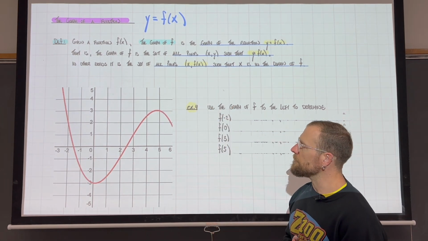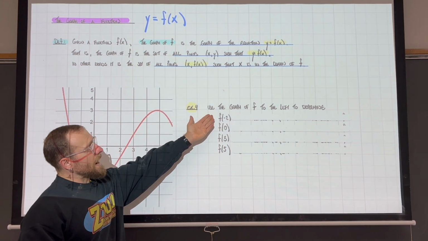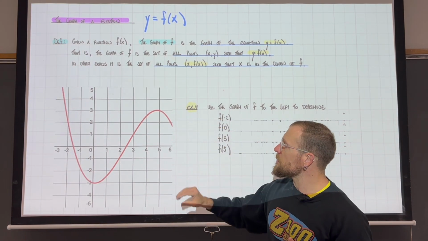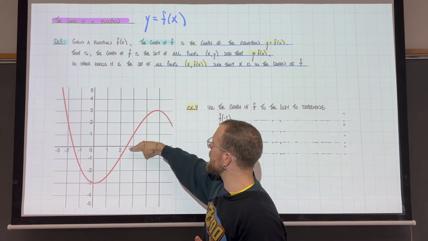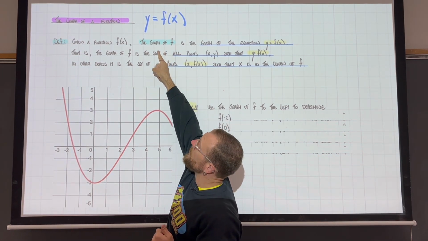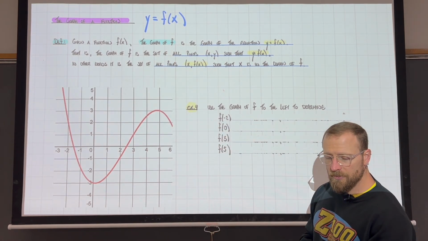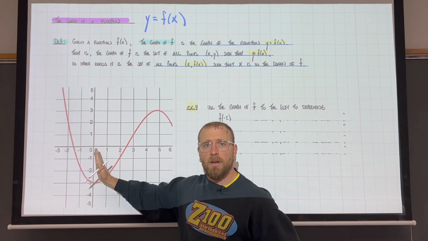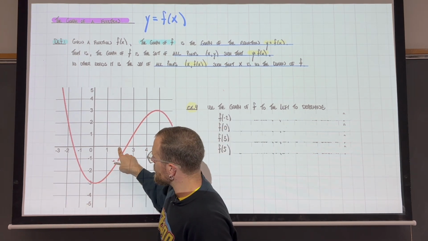That's it. So, for example, it says here, use the graph of f to the left to determine some values of the function. Okay? So what you're looking at here is the graph of y equals f of x. Every point that you point to has an x and a y coordinate, and it must be that the y coordinate is f of the x coordinate. So this asks, what's f of negative 2? And so all we're going to do is find the point on this graph whose x coordinate is negative 2.